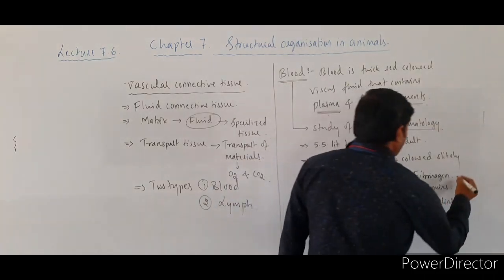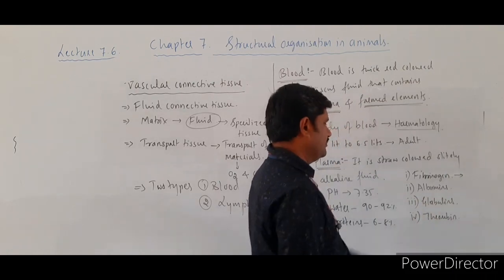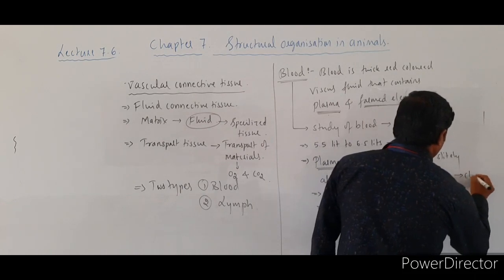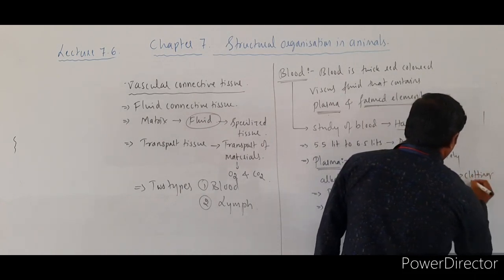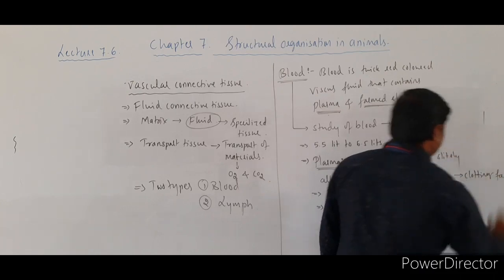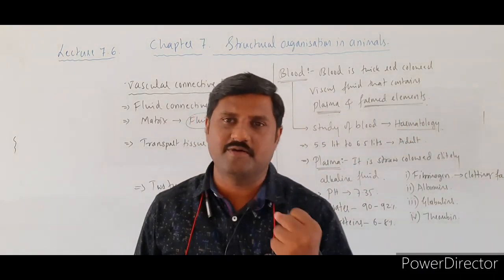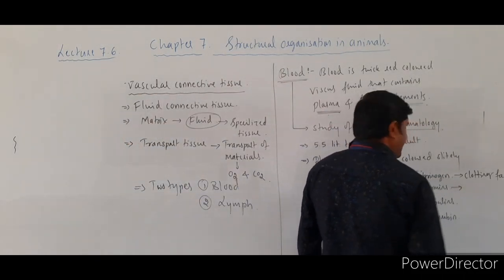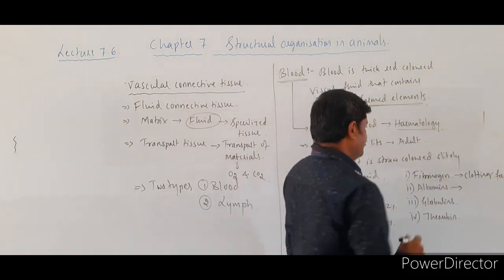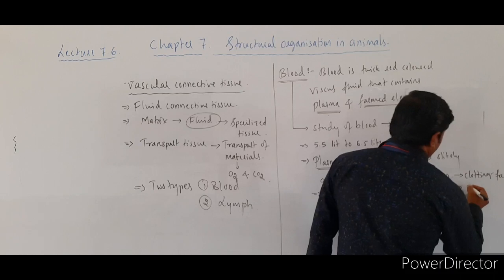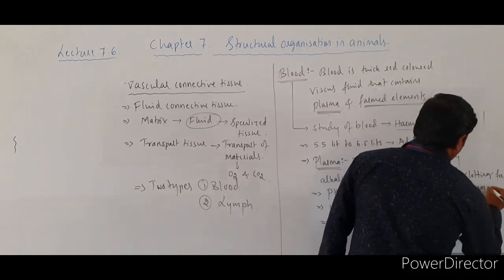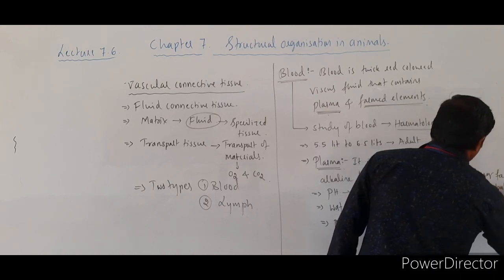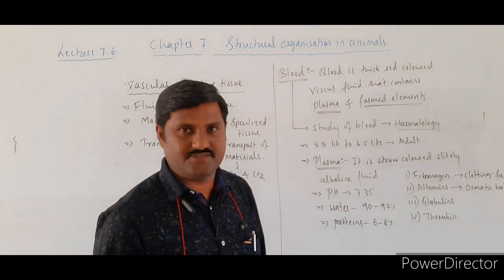What are the major functions of these fibrinogen, albumin, thrombin or globulin? Let us see. Fibrinogen is a clotting factor. It helps in clotting of the blood. Albumins are also present over there. What are the functions of these albumins? Very important one, it maintains osmotic balance.